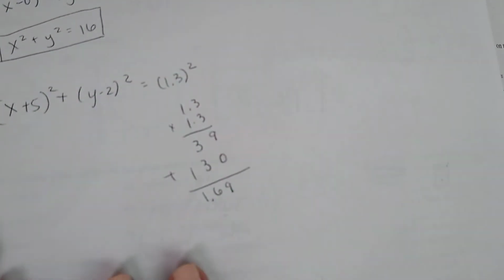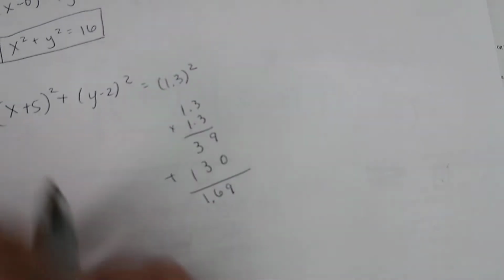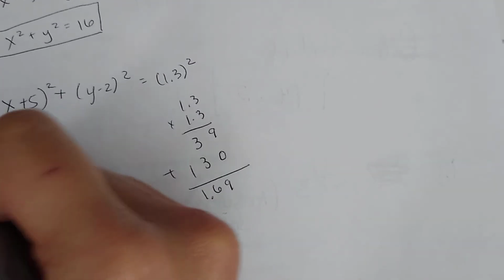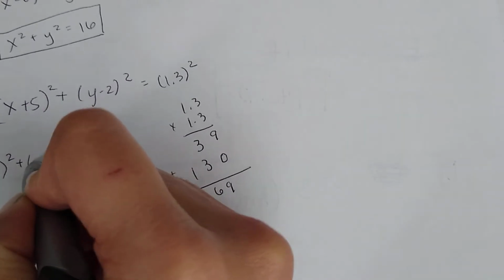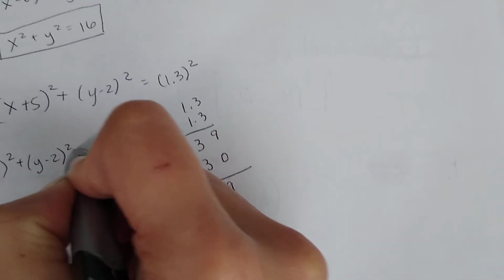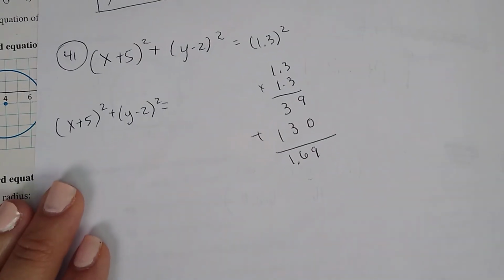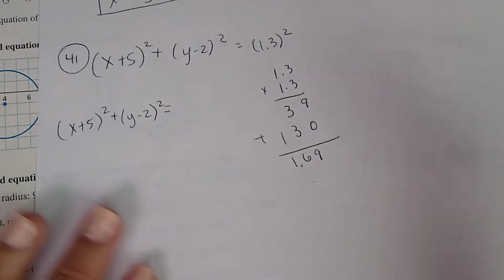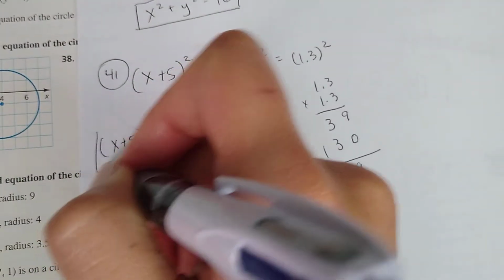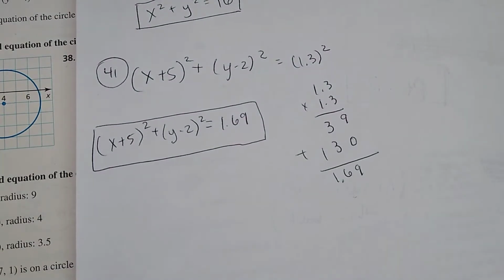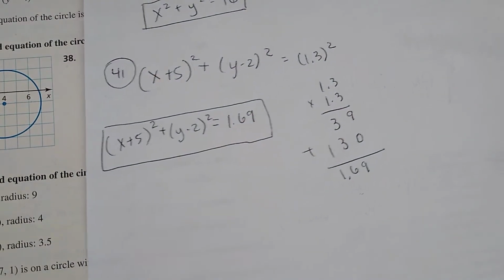So my answer is x plus 5 squared plus y minus 2 squared equals 1.69. And that is my standard form of a circle. Standard equation of the circle, sorry.